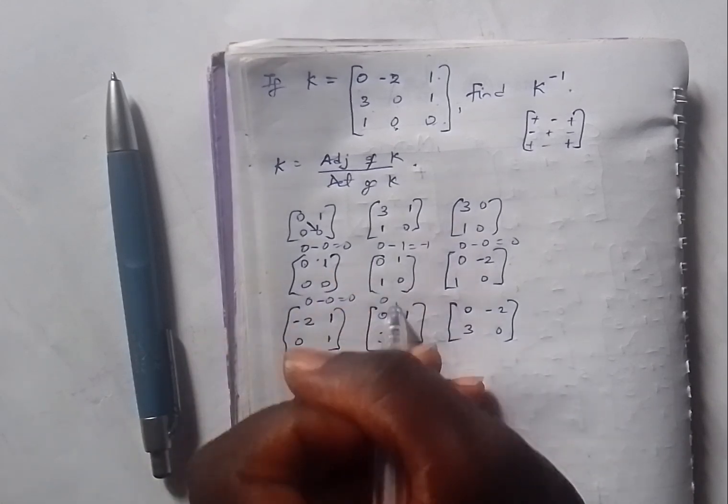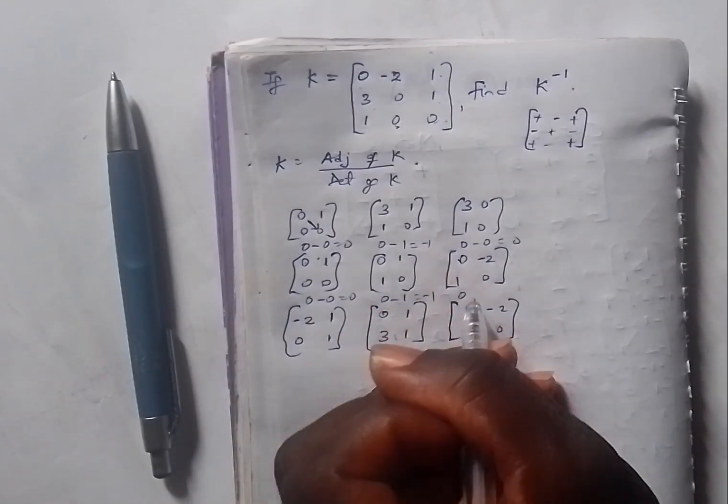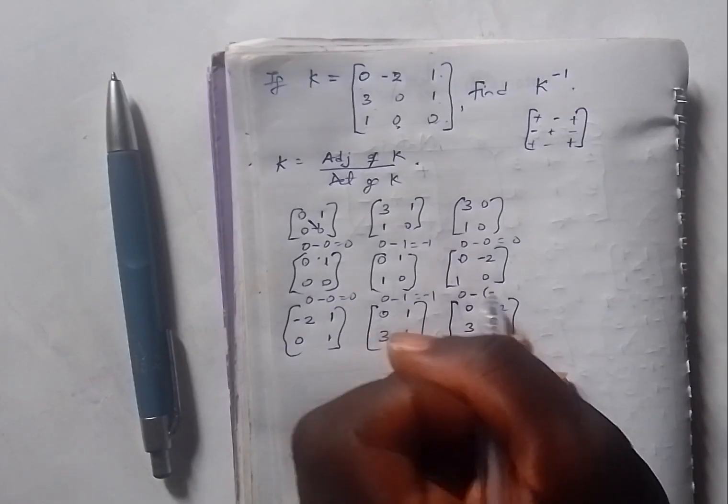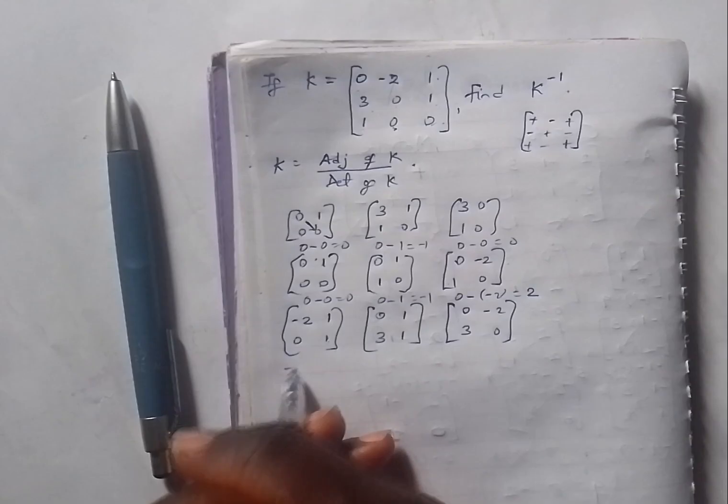0 times 0 is 0. 1 times 1 is 1. That's 0 minus 1, which is minus 1. 0 times 0 is 0. 1 times minus 2 is minus 2. Then minus minus 2, so that will be 0 plus 2. That's 2. 2 times minus 1 is minus 2.